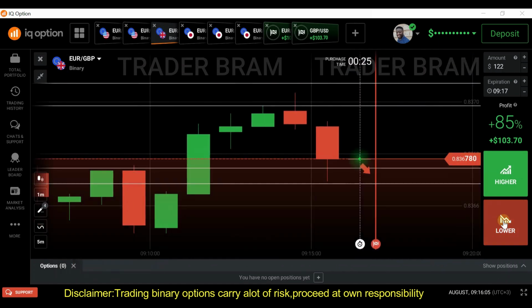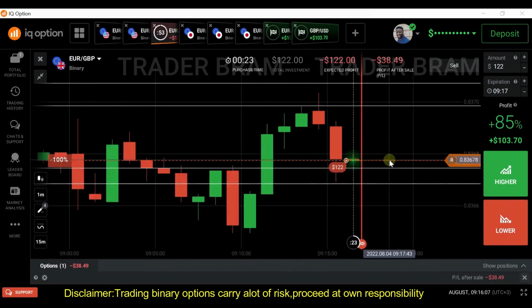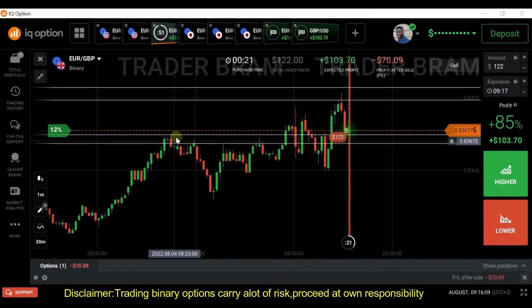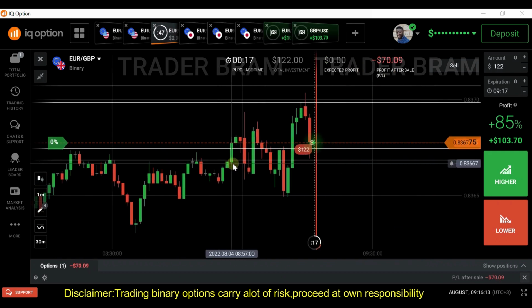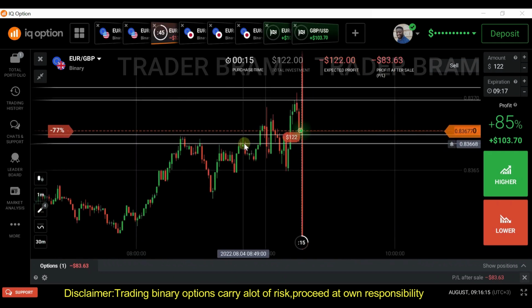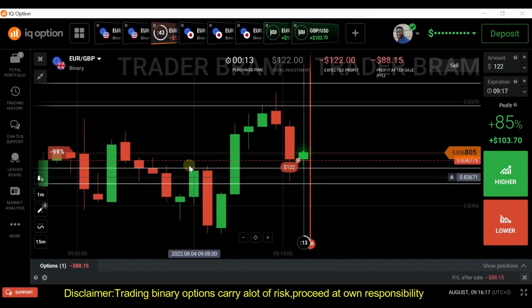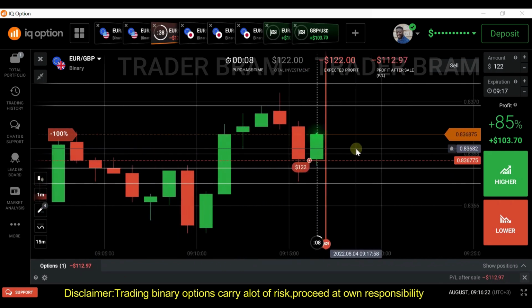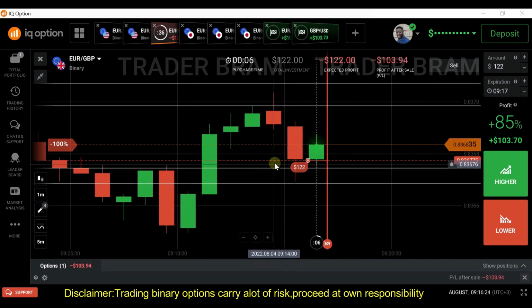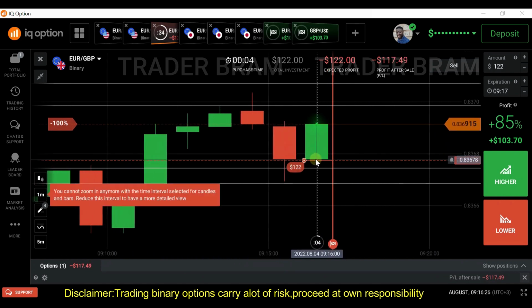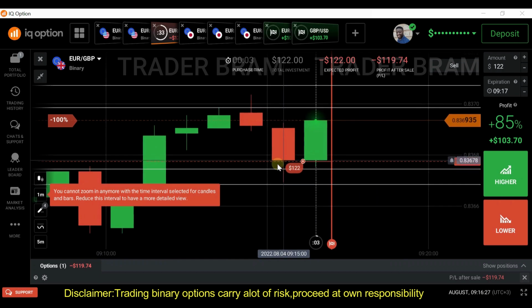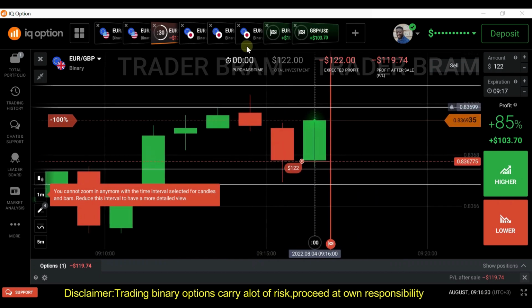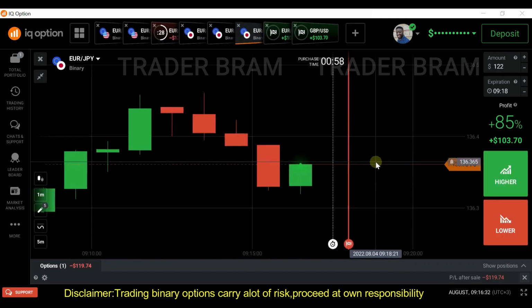So again, the same scenario is happening here. So you can see this is a strong level of support and resistance. Here you got a resistance, a resistance, a resistance. So when it was broken, it became a support area. So this candle closed slightly above the area. That's why I did a put option on that trade.